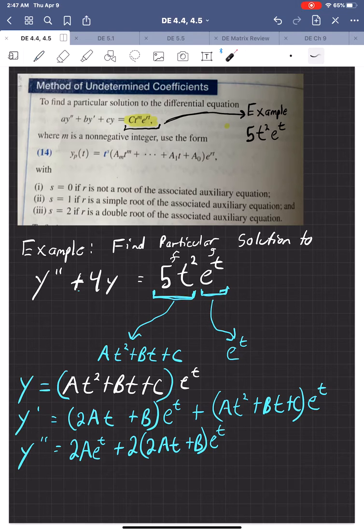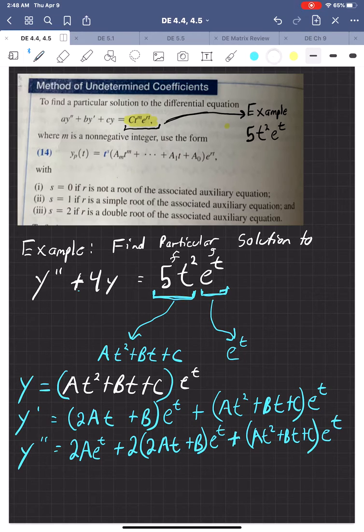Hang out with me for just a second. Since I'm not going through the derivatives, I know you know how to take derivatives, I just want to make sure that I am copying everything down correctly. Okay, I'm not quite done yet.